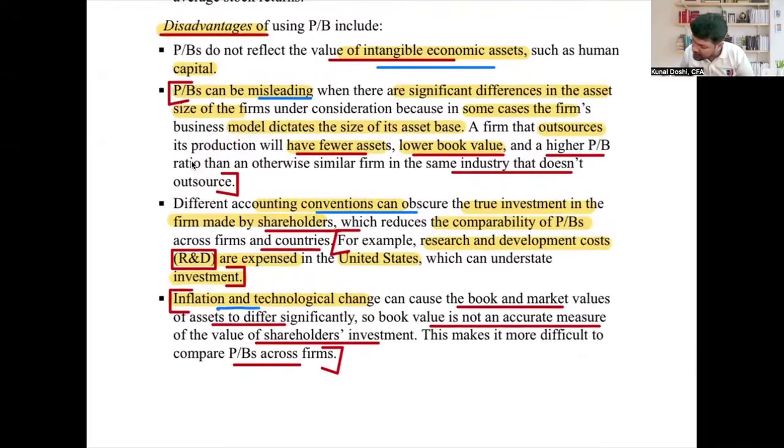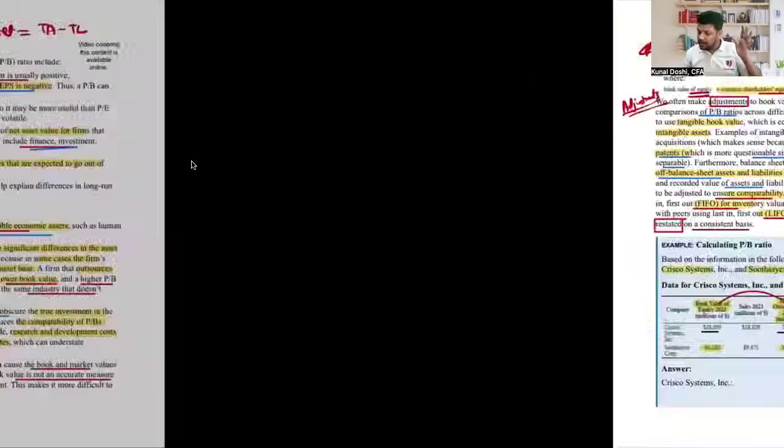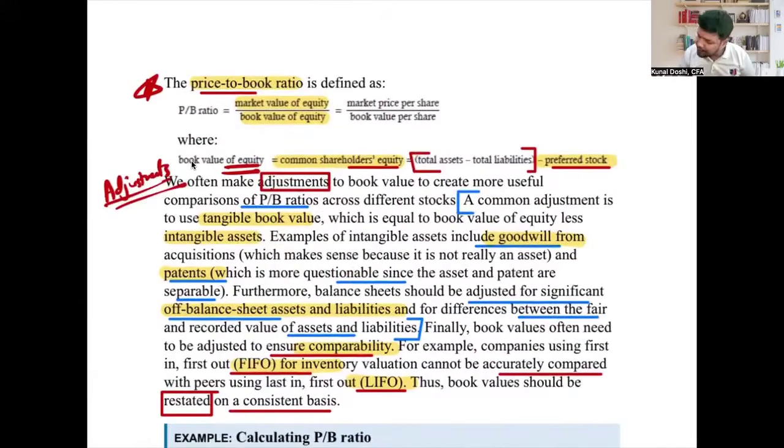And two more things: inflation and technological change can cause a huge difference between book and market value. For example, for companies like Apple and tech companies, the difference between book value and market value is 4 or 5 times. So in such a case, is the book value really comparable or not? That becomes a question mark. So it might not be an accurate measure when there's a huge change because of technology. Correct? Right?